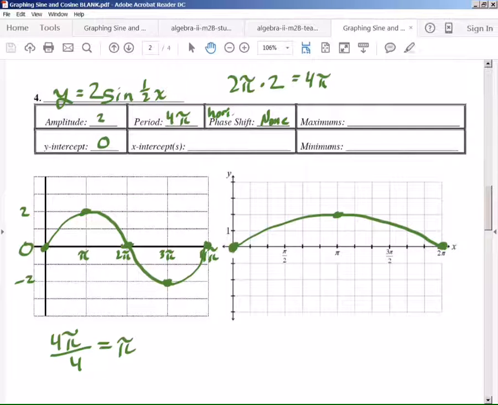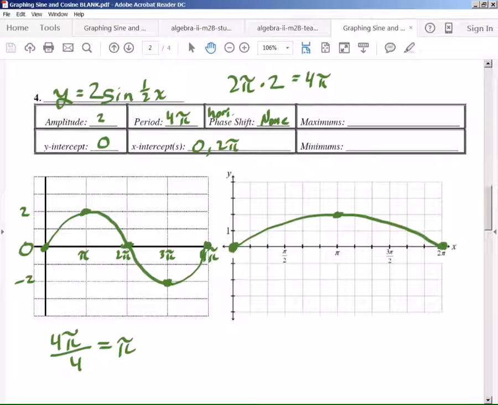So how would we describe the x-intercepts? Well, because my graph only goes from 0 to 2 pi, we only have to list 2 x-intercepts. That's 0 and 2 pi. We don't have to list the 4 pi because it's not on our graph.